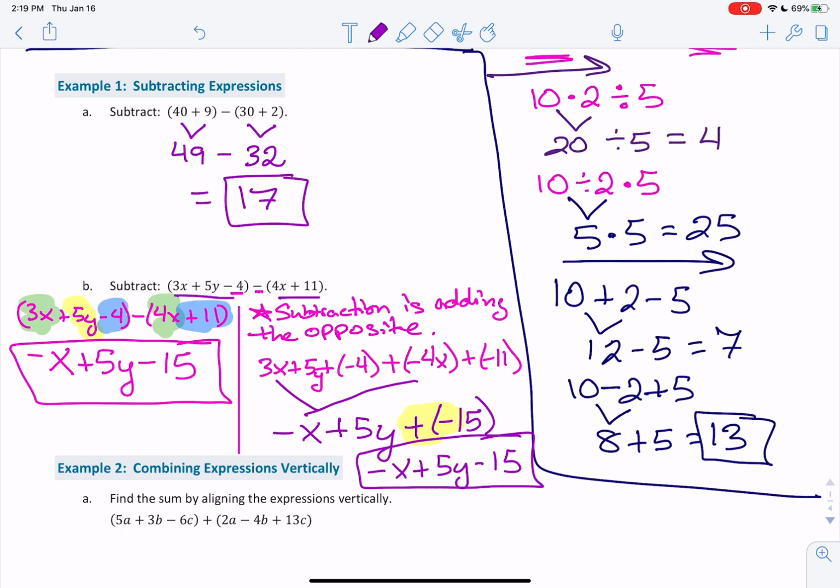Okay? So two different ways of doing the same problem. Remember, do whichever one works for you. And if you can think of another way, that's great too. There's always several ways of doing the same thing. Just make sure you're getting the right answer.